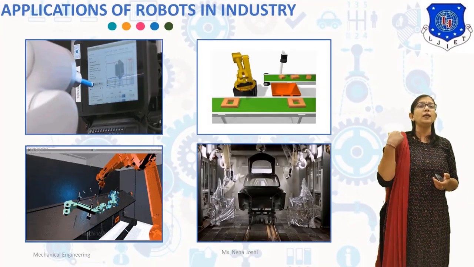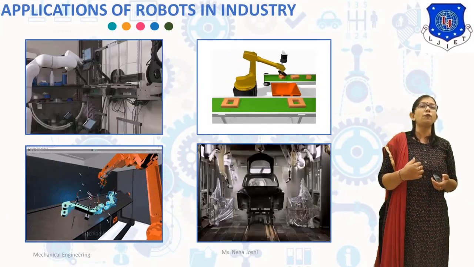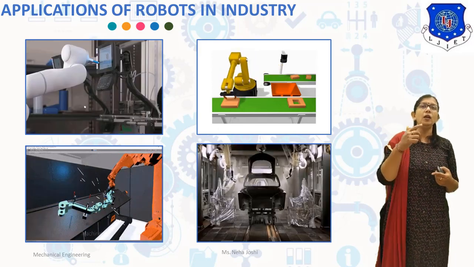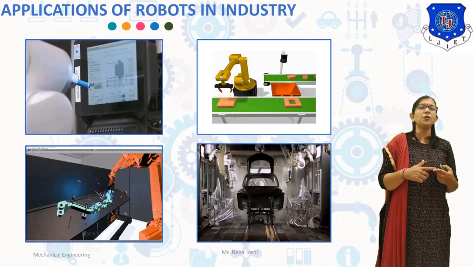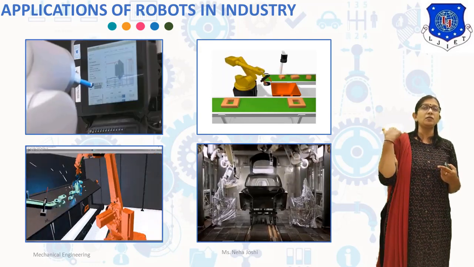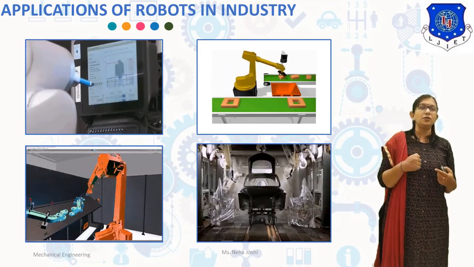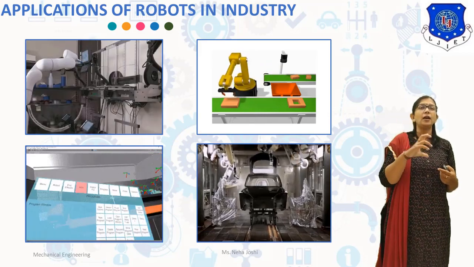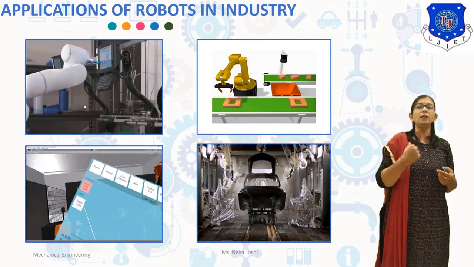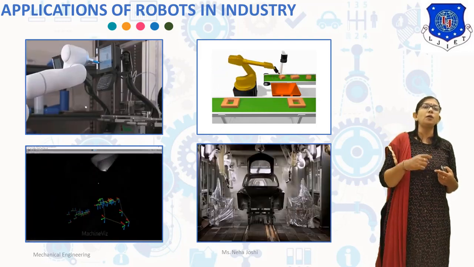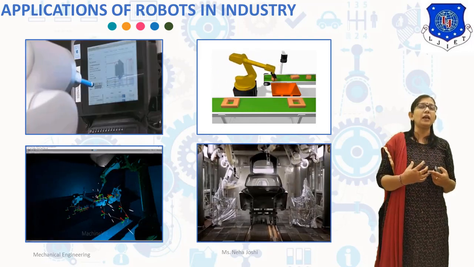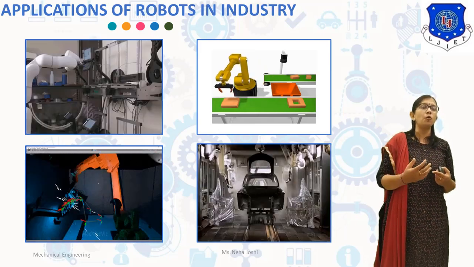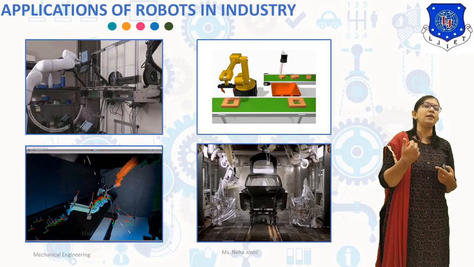Now here you can see different applications of robots. First one is robots which are used in machining. Then robots which are used in spray painting, we can see here in this animation. Then for the welding, different tools are used, and you can see here material handling robots, how they handle the material. So these are the different applications of robots which are used in industry.